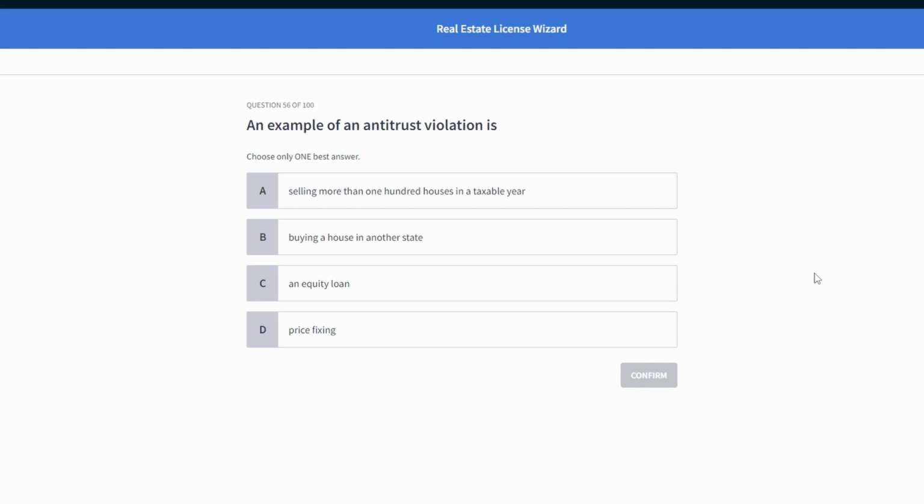All right, next one, 56. An example of an antitrust violation is A, selling more than 100 houses in a taxable year. B, buying a house in another state. C, an equity loan. Or D, price fixing. So take a moment to think that one over.